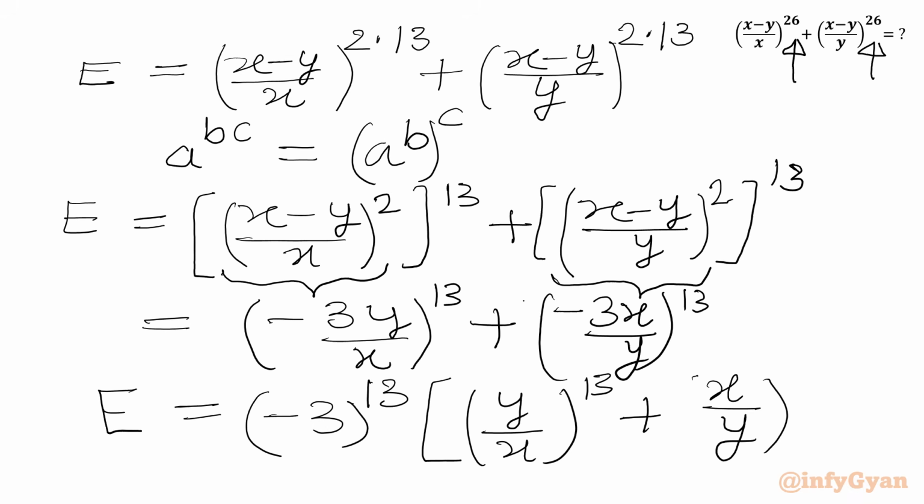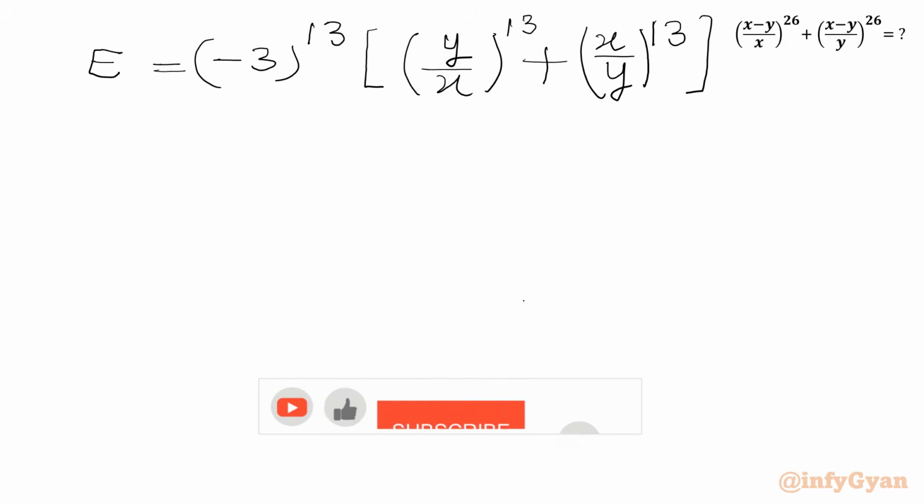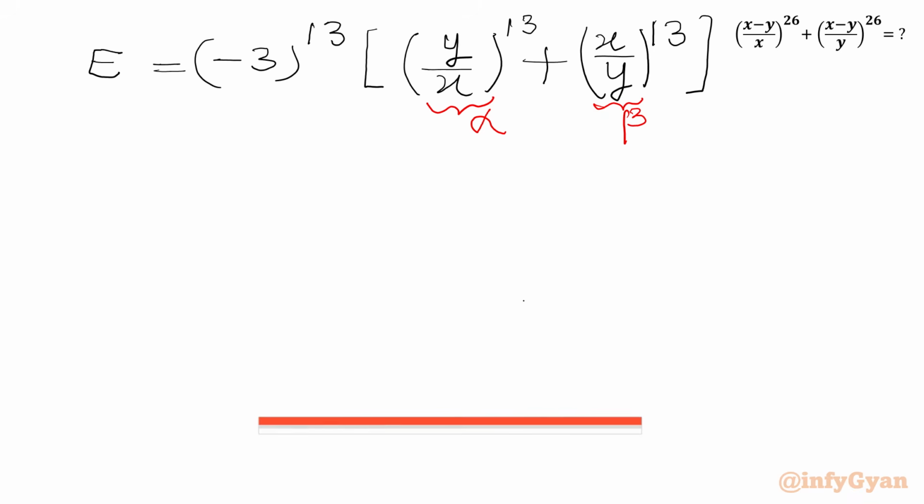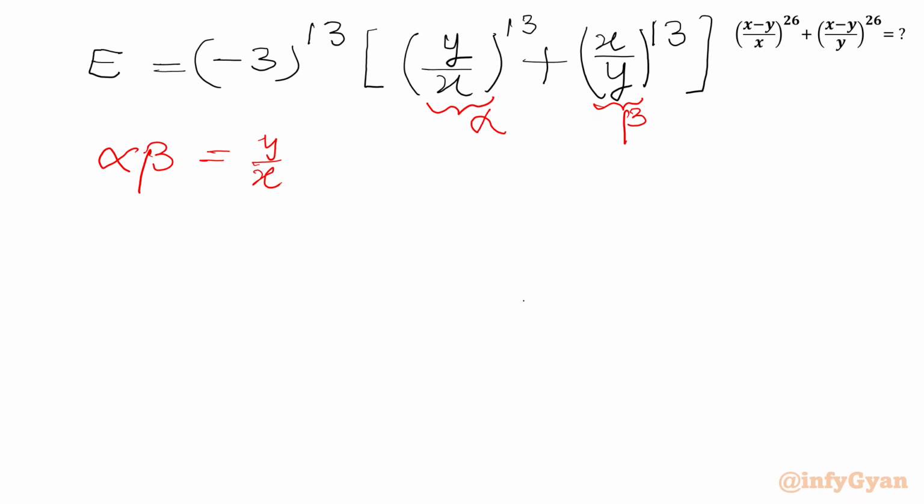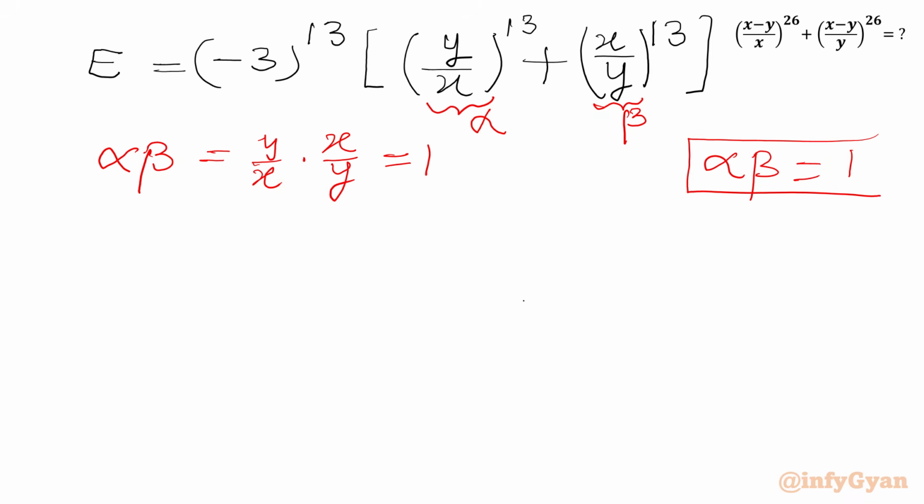Now we will use substitution here. Let's say y over x is alpha, x over y is beta. So we'll write y over x equal to alpha, x over y, suppose this is beta. Now we can find alpha times beta. The value will be equal to y over x times x over y. Alpha times beta will be 1. So let me write here alpha times beta equal to 1.